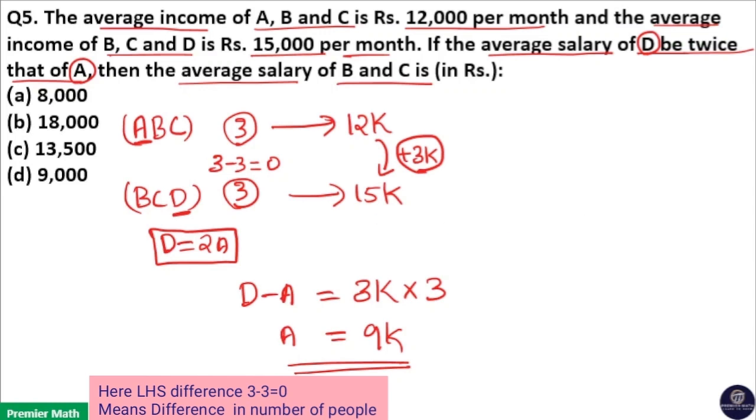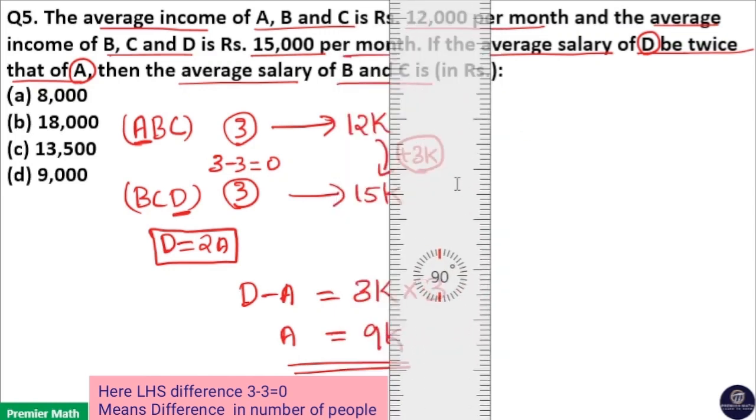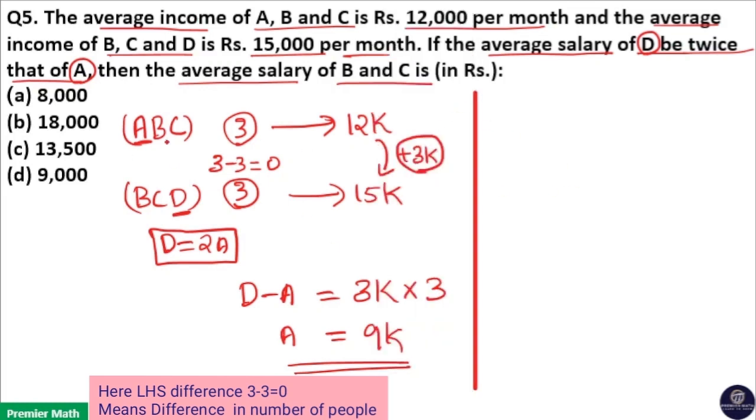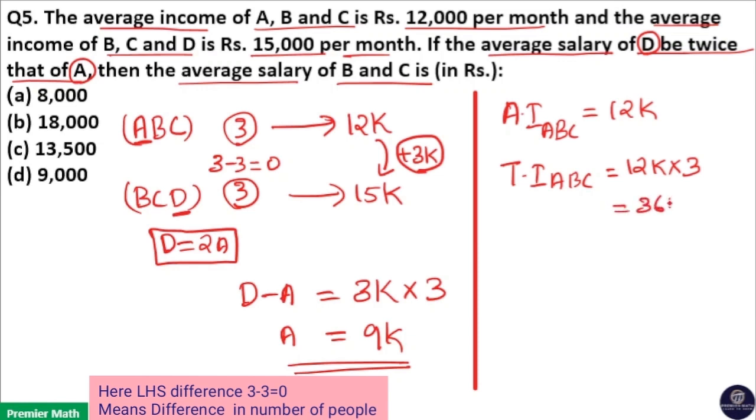Now, the average salary of the 3 people ABC is equal to 12,000. So the average income of ABC is 12,000 rupees. Now the total income of ABC is equal to 12,000 into 3, because A has 12,000, B has 12,000, C has 12,000. So the total income of ABC means 12,000 into 3, that is equal to 36,000.